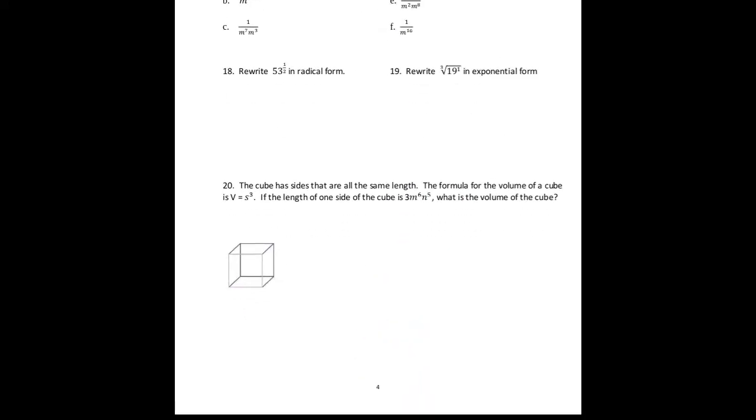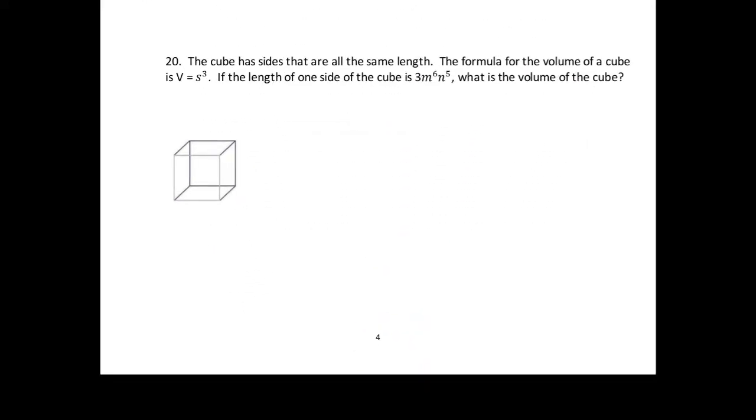20. Oh, yes, I definitely want to go over this. Number 20. So this is a cube. It is a three-dimensional figure. It has sides that are all the same length. That's key. The volume of a cube is V equals one side to the third power. So side times side times side. Okay, that's what it means.